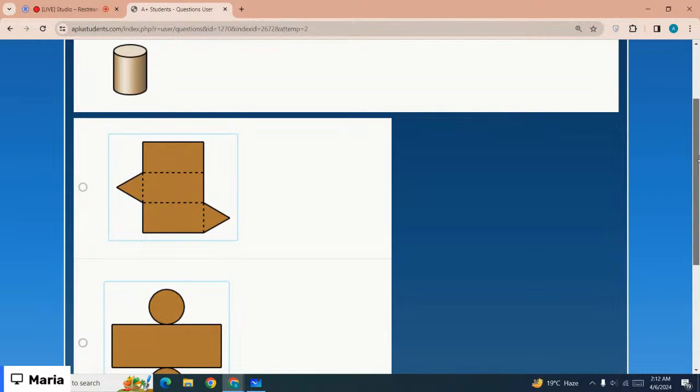Yes, that is the second one. You can identify just by looking at the shape, because here you can see the two round shapes. So obviously the second one is the correct option, right?